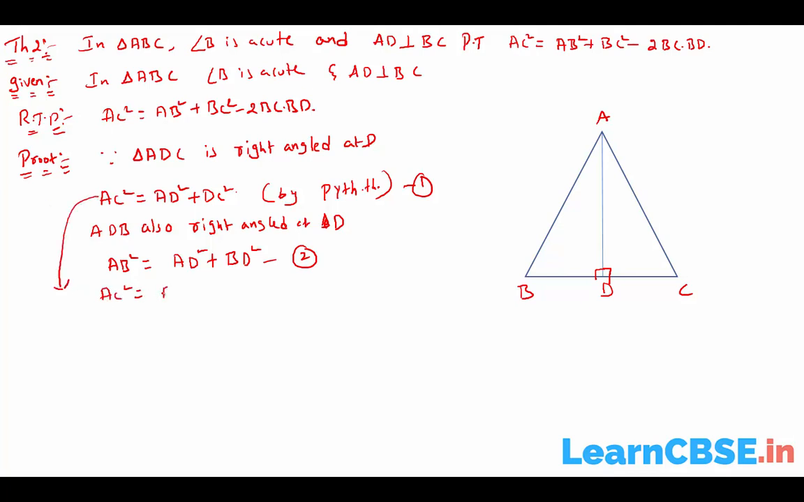AC square equals to AD square plus DC square. Then AC square equals to AD square plus DC, can be written as BC minus BD, whole square. Now AC square equals to AD square. Apply A minus B whole square formula. That means A square plus B square minus 2AB.